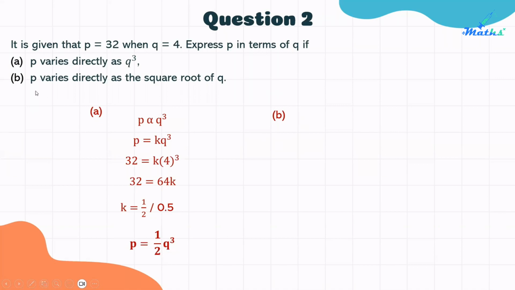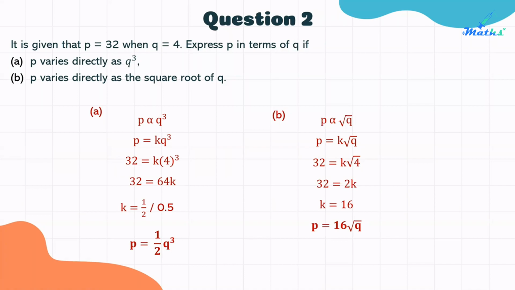Okay, let's see question B. p varies directly as the square root of q. So p will equal k square root q. Our p is 32, q is 4. So solving for k, our k is 16. So write this equation again and replace the k. So p equal to 16 square root q. Okay, this is the answer for our question 2.